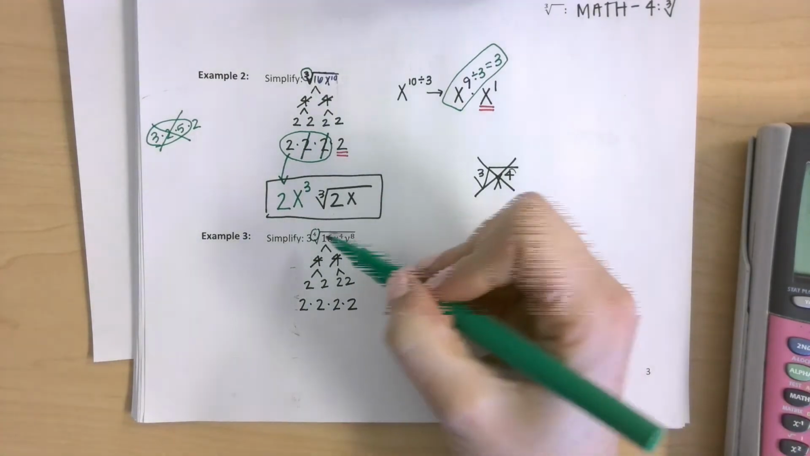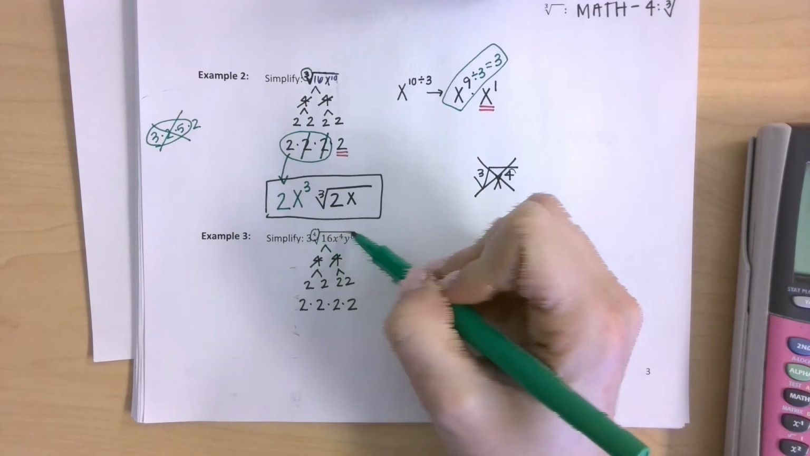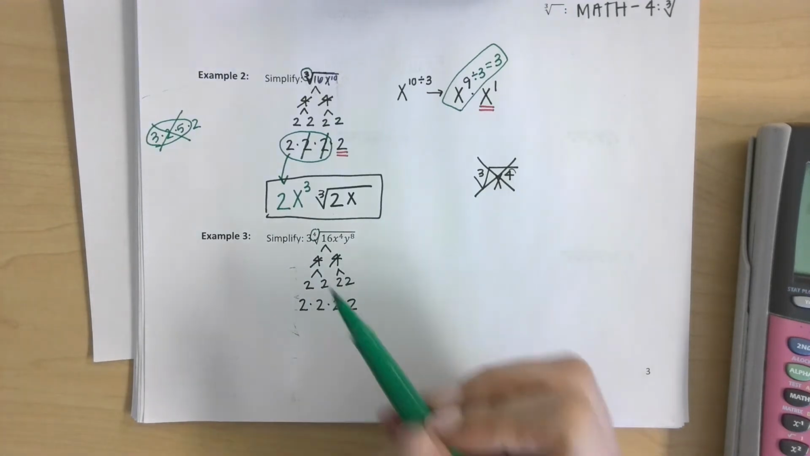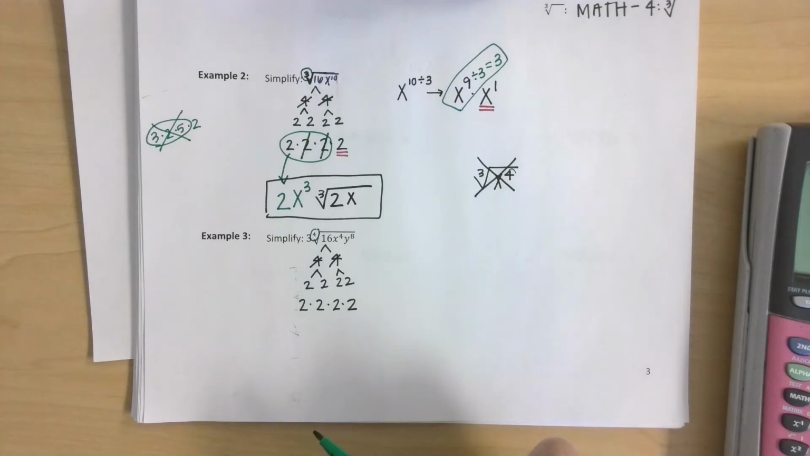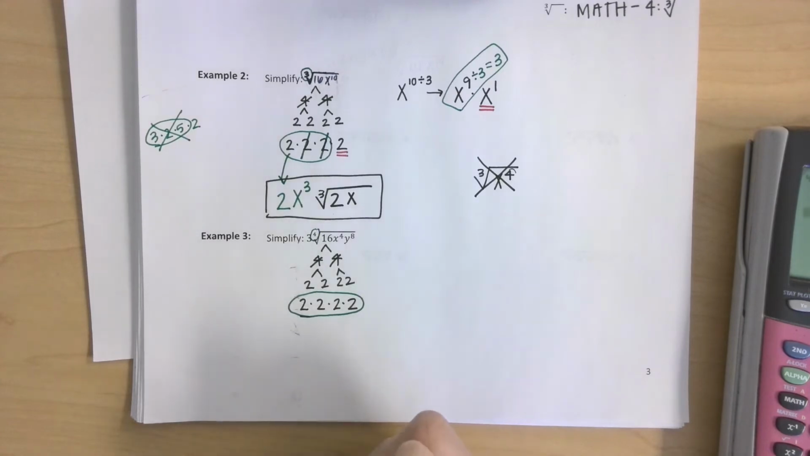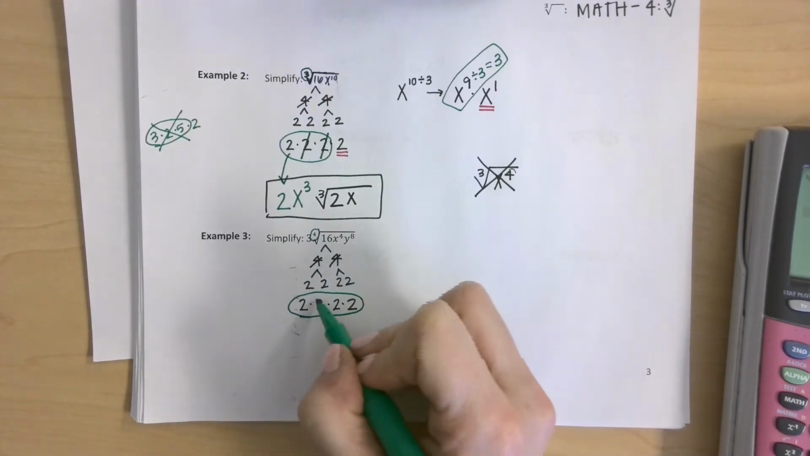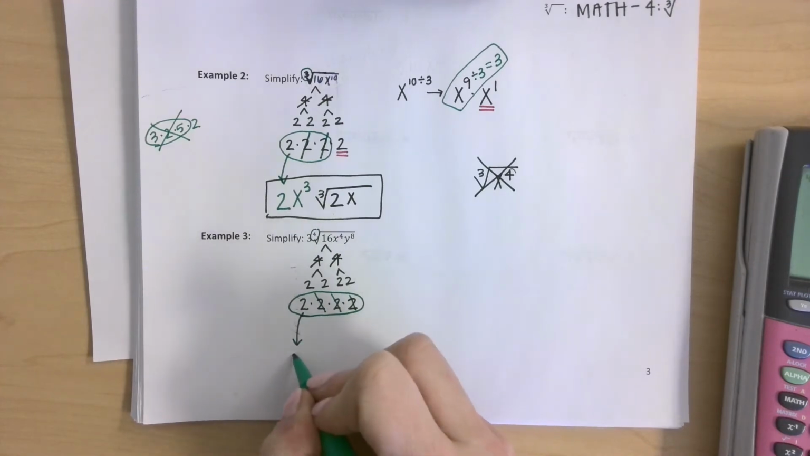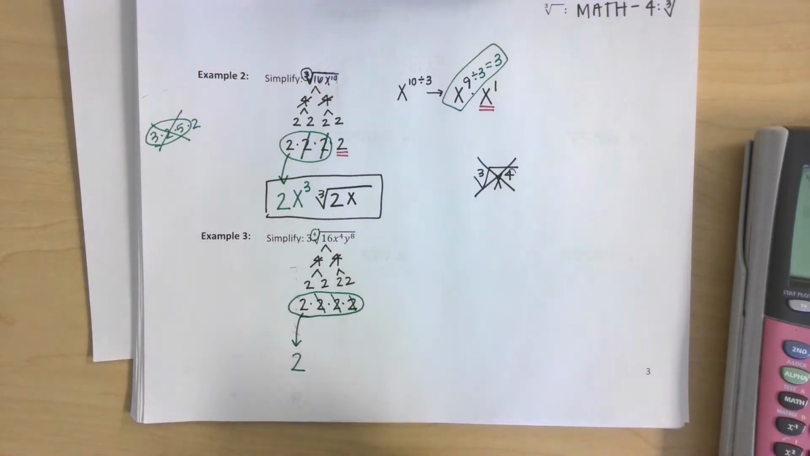Okay, this time my index was a 4. This means that my prison has a little bit of a higher security. I think of a 4 greater than 3, it's a higher security prison. So to get out of this jail, 4 of the same number would have to group together. Luckily, I have 4 2s, so I can group all of them together. Unfortunately, in that group, only one of the numbers escapes. So this 2 is now outside of the radical.